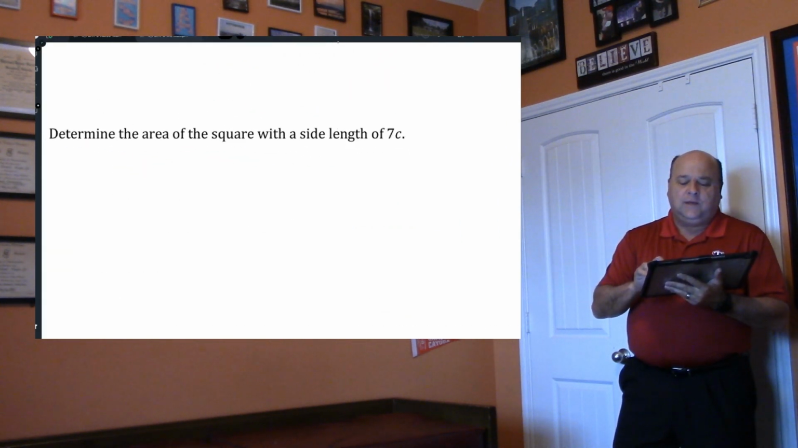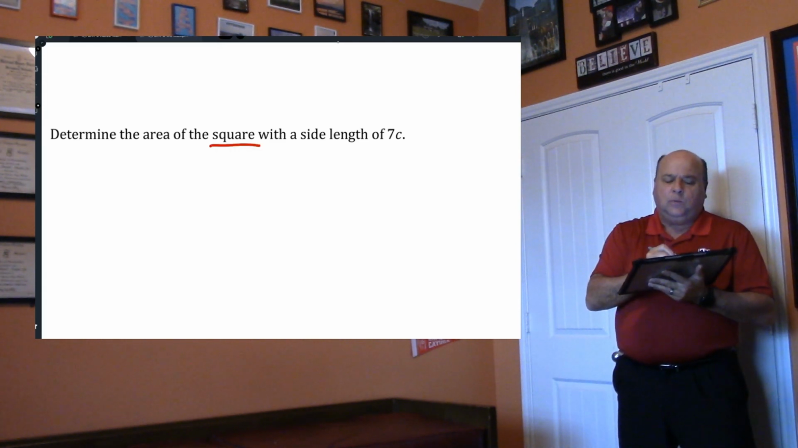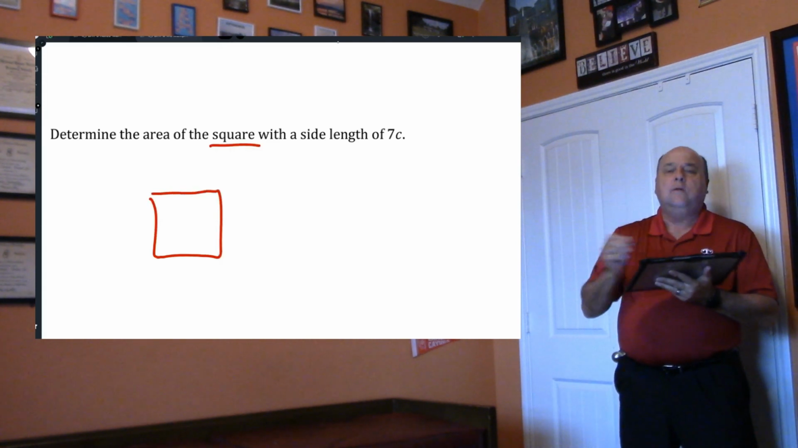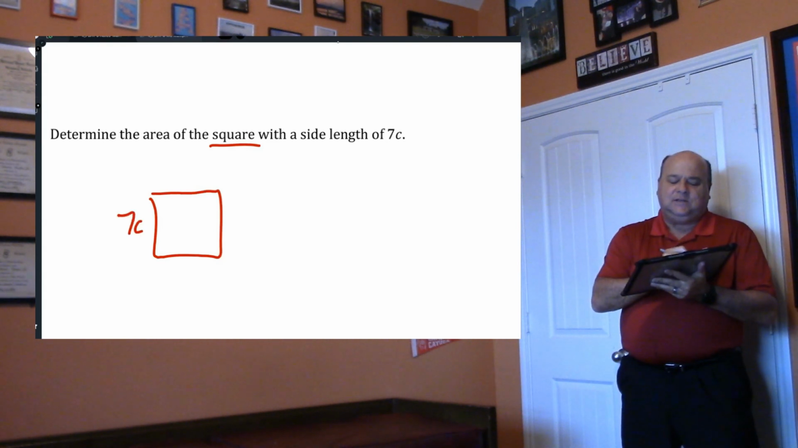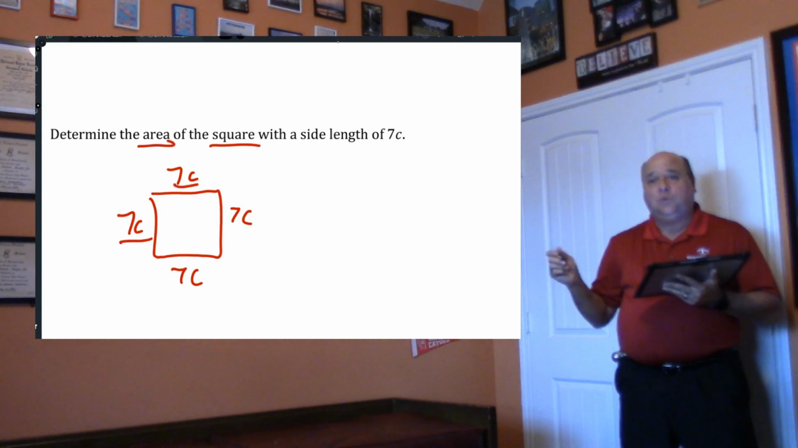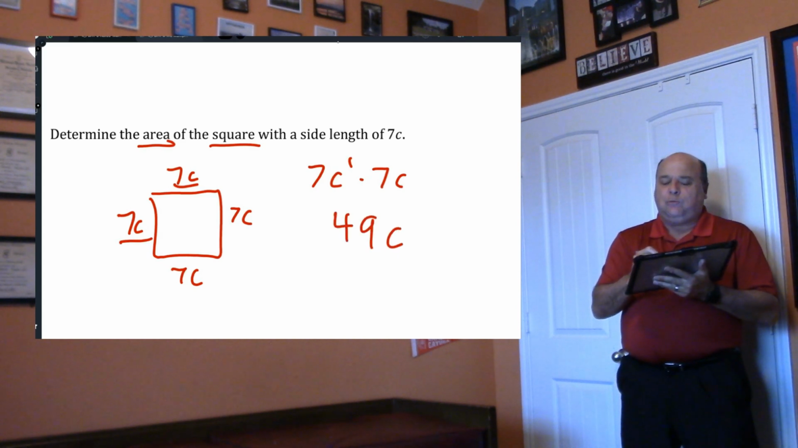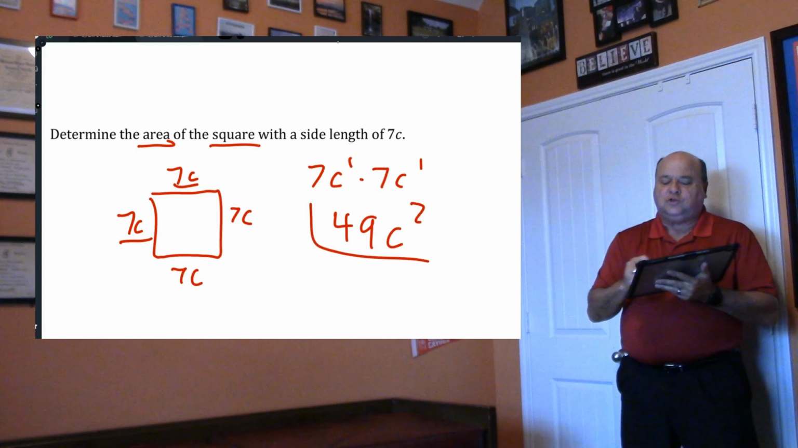And the last one, in the notes, we got to get the area of a square. Please draw a picture. So we have a square, draw a square. And then each edge is 7c. I want the area, so I'm going to multiply the length times the width, aren't I? So I'm going to do 7c times 7c, and that's just 49c. And remember, you add the exponents and get 2.